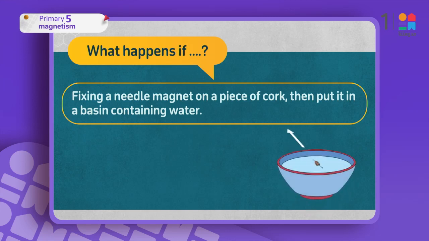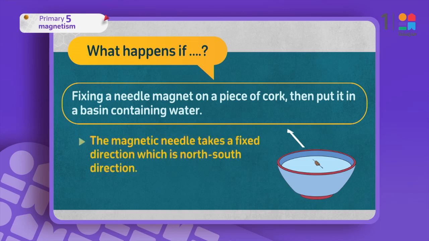Fixing a magnetized needle on a piece of cork, then putting it in a basin containing water. What happens if we take a magnetized needle and put it on cork in a basin containing water? Wasn't this the idea of how we can make a compass? So the magnetic needle takes a fixed direction. It will move freely and take a fixed direction, which is the north-south direction.